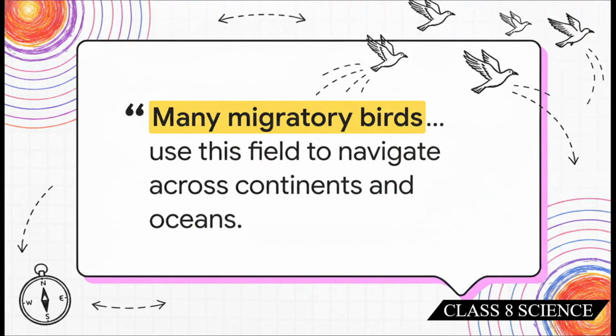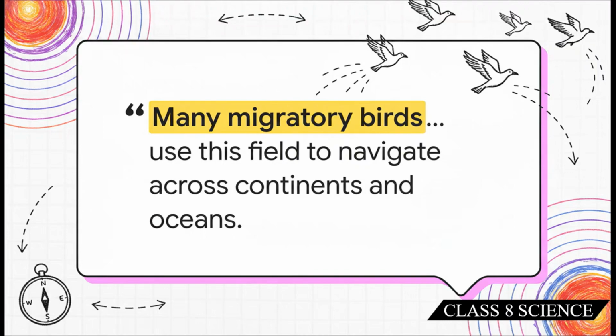Now, here is a massive, fascinating question. Why does our own Earth behave like a giant magnet? Well, deep down inside the Earth's core, liquid iron is continuously swirling and moving around. This constant movement creates massive electric currents. And, as we've already learned, current creates a magnetic field.